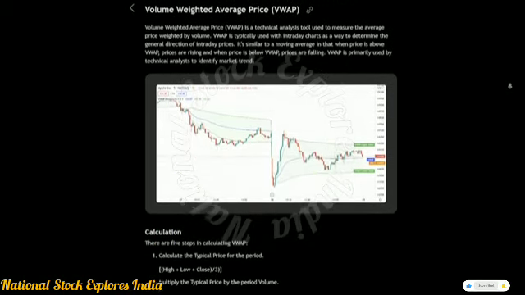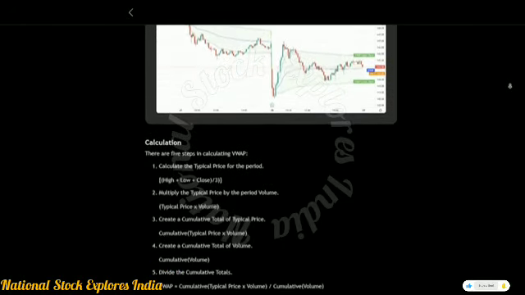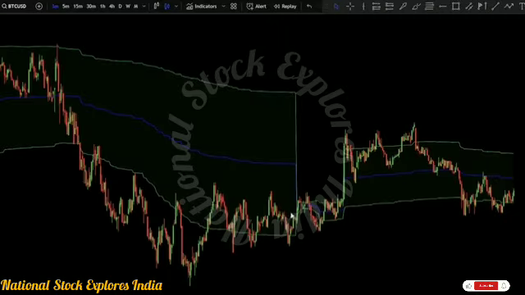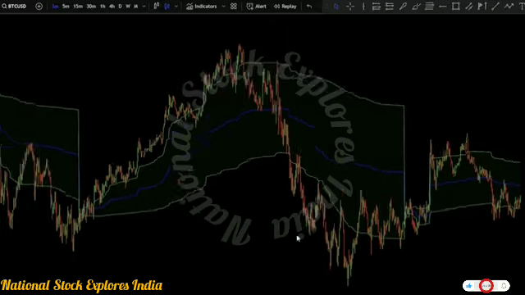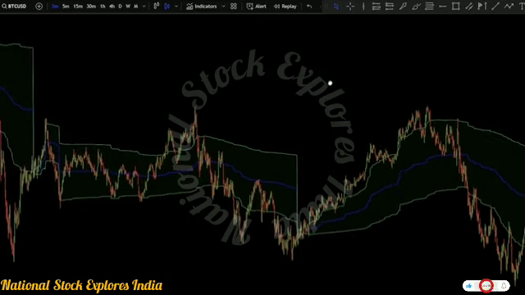Before we change the settings, let's first explain what VWAP is, how it is calculated, and how we will use it. VWAP, or Volume Weighted Average Price, is calculated by taking the total traded value, which is price multiplied by volume, and dividing it by the total volume over a given period. Unlike moving averages, VWAP resets at the start of each trading day. This makes it a key tool for identifying the average price level where most trading has occurred.